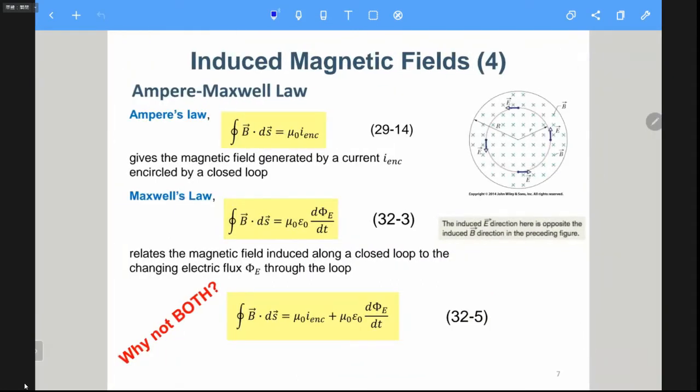Okay, so here in chapter 29 we have the Ampere's law. And then in chapter 32, we have Maxwell's law. On the left side we also have the line integral of B dot ds. But on the right side we have mu naught times I enclosed, and also mu naught epsilon naught times the derivative of the electric flux. So why not take both? So we add the right side together. So finally we will get this, the static current enclosed by the Ampere loop. This is another thing, so far we don't know what it is.